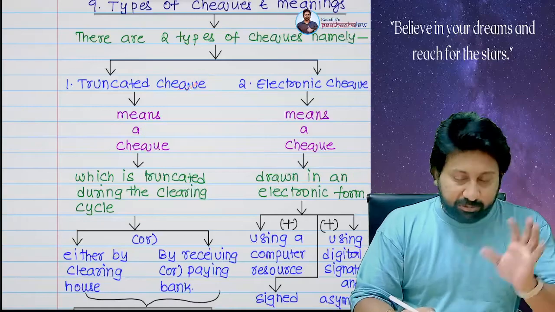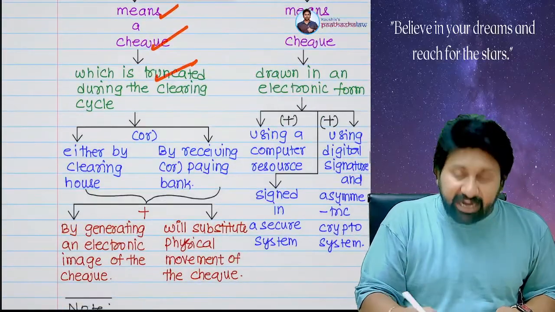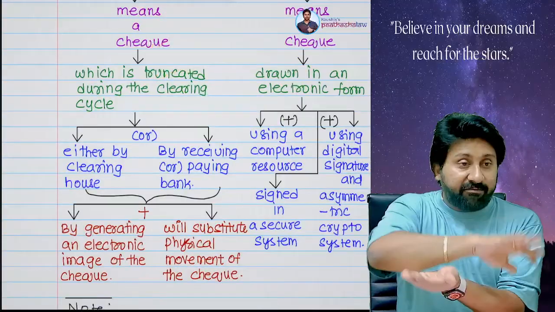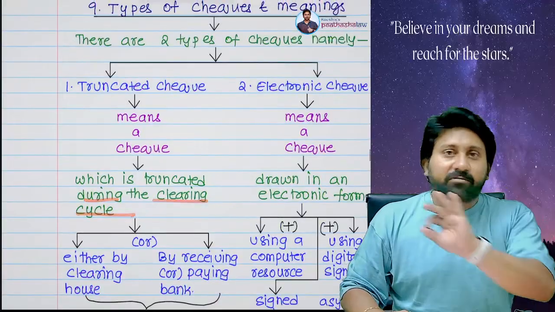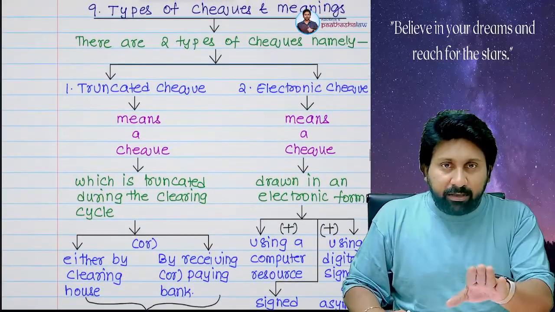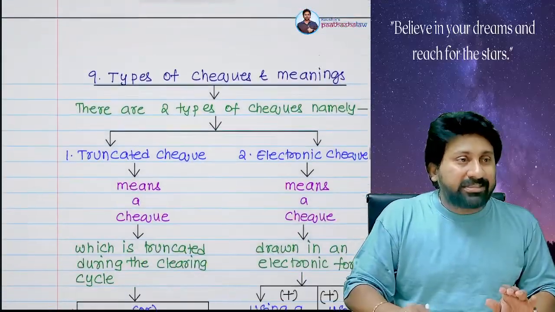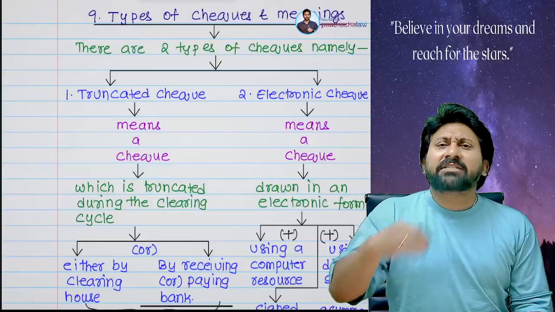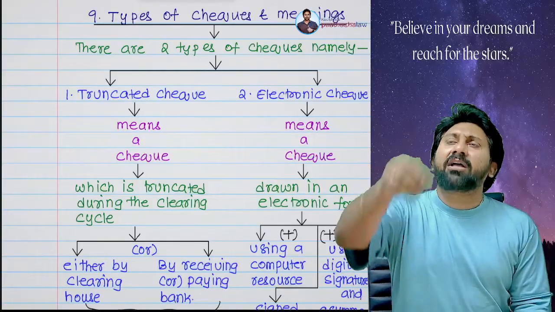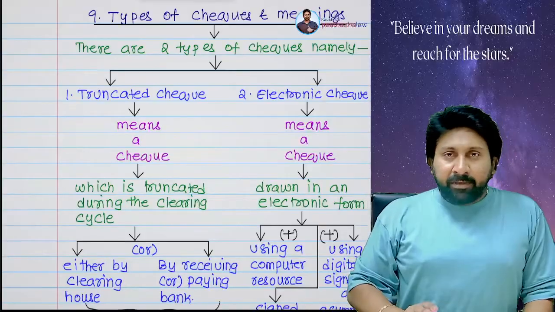Truncated check means what? Truncated check means a check which is electronically converted, truncated during the clearing cycle. Don't ask for doubts now. This is not the time. I spent a class of 1.5 hours on clearing these concepts. Now this is not the time to understand, it is the time to remember. That's it. Sir, I did not take your classes, sir. I slept when you taught this concept. Then what to do? Then read and remember.